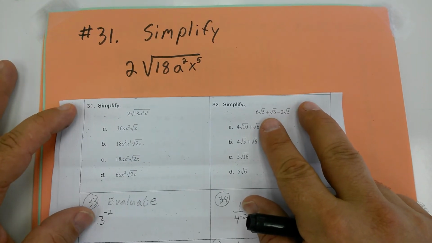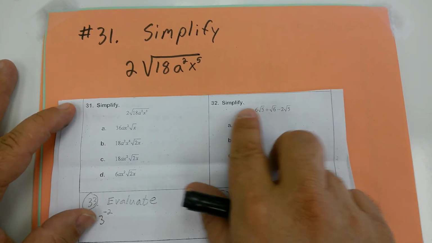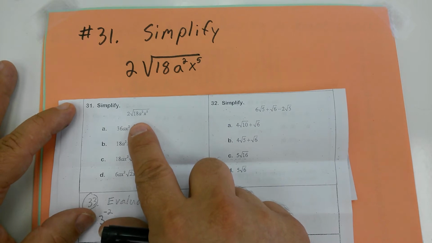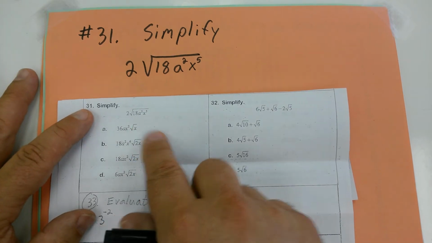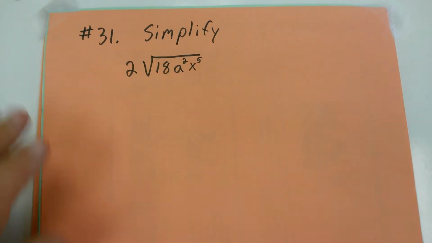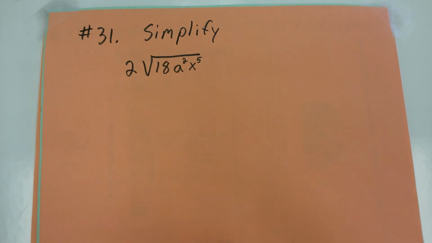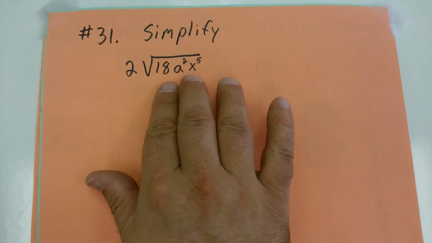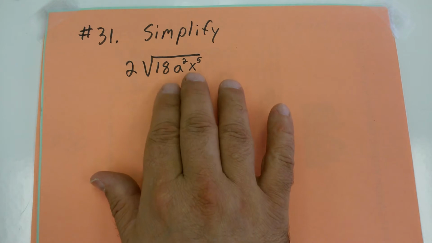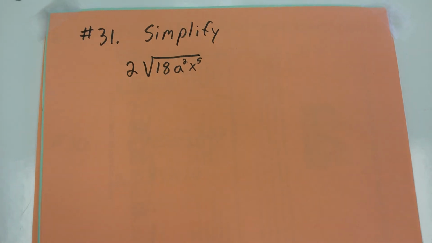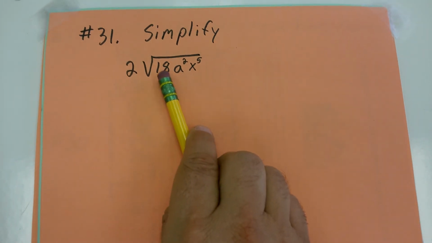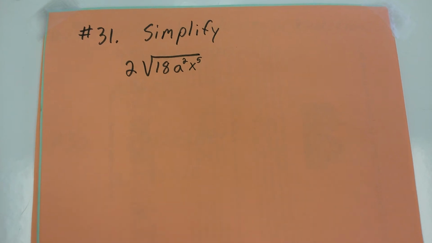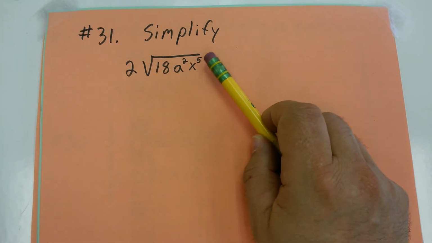Number 31 from the PERT practice test is a simplify problem of a radical. What we need to do is rewrite what's underneath the radical as a perfect square and a non-perfect square if you can't square root it. I cannot square root 18, and I cannot square root x to the fifth.